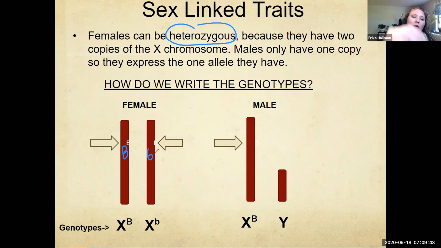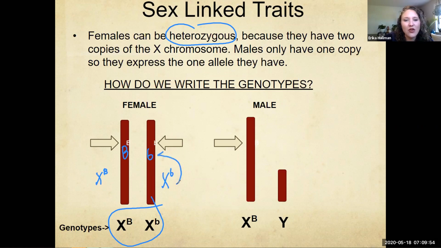All right. The way we write that is we actually write the X chromosome and we put the allele as a superscript. So we write X with a big B on top of it and X with a little b on top of it. That's representing this chromosome, that's representing this chromosome, and here's our genotype. Now, that's all well and good.